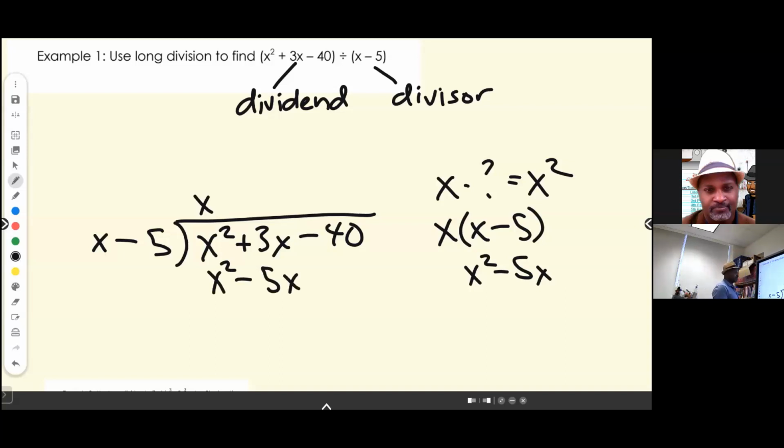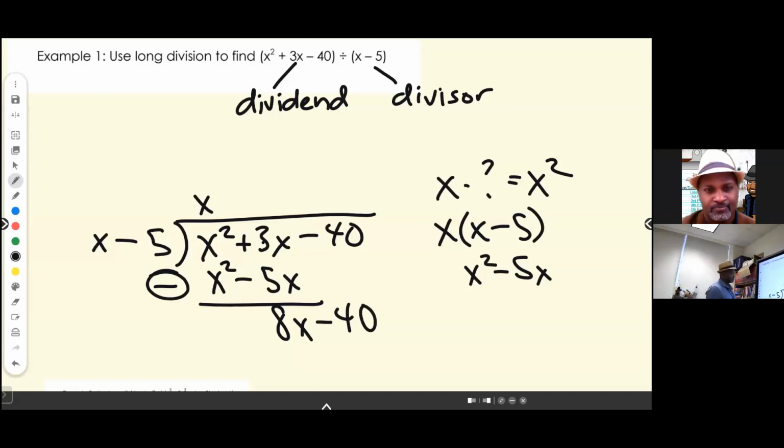Now we have to be careful here. The next step, we want to subtract the x squared minus 5x from the x squared plus 3x. So x squared minus x squared goes away. You don't have to do anything there. But here we have 3x minus negative 5x, which gives me positive 8x. Now that we've completed the subtraction, we can bring down the minus 40.